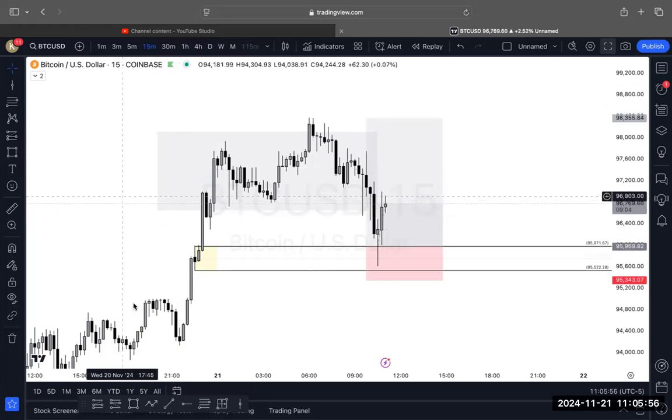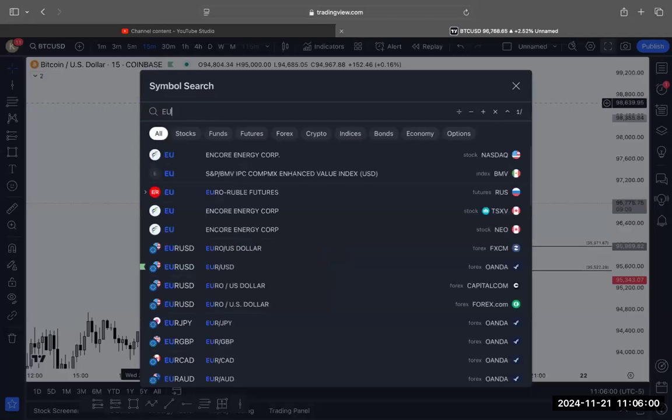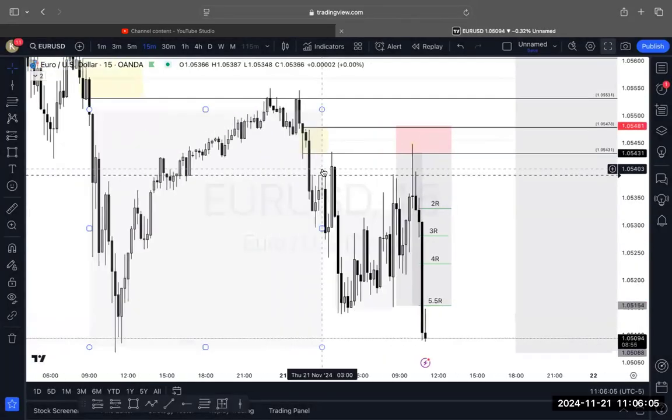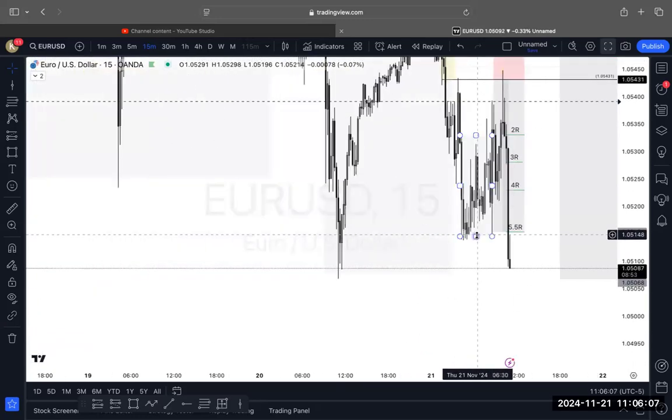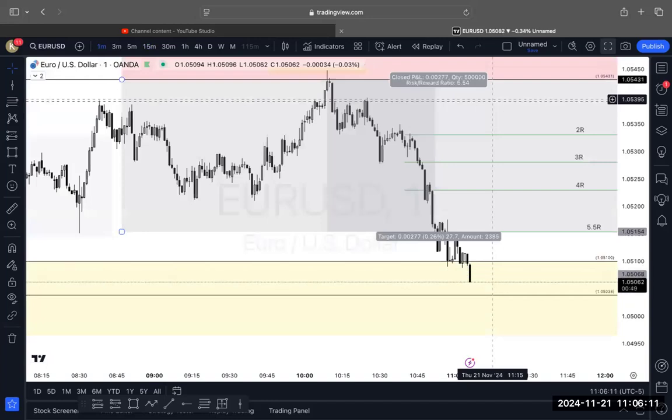Right. So let's have a quick look at EURUSD again. I think this was the trade, because the market really provides a couple of trades a day, especially on EURUSD.